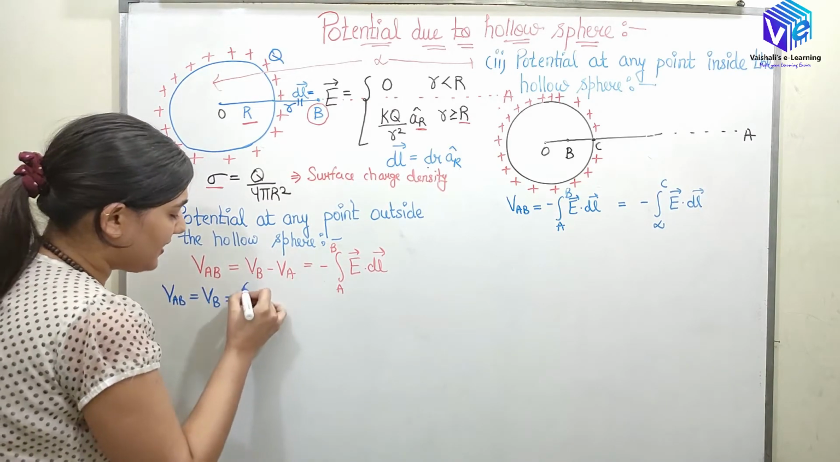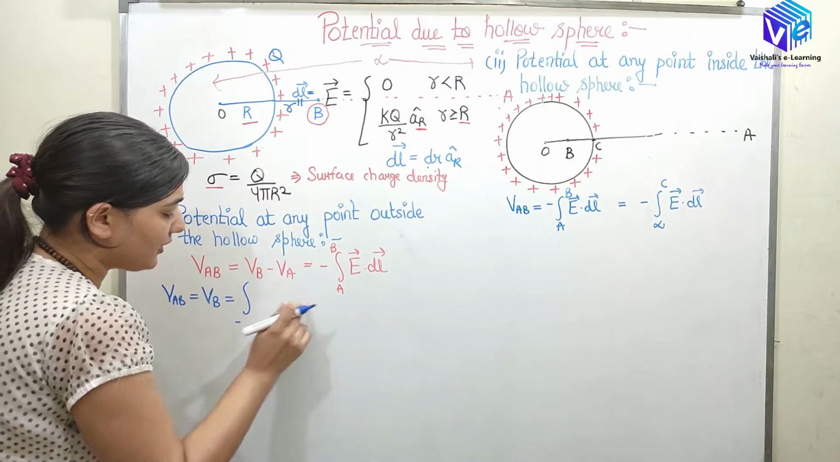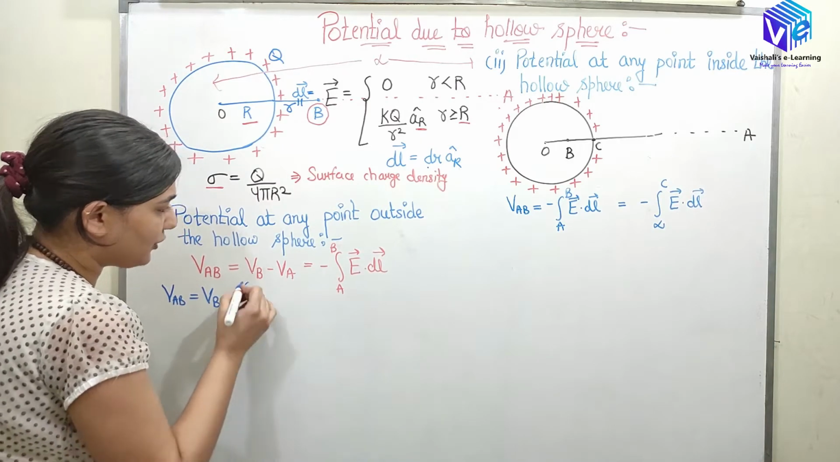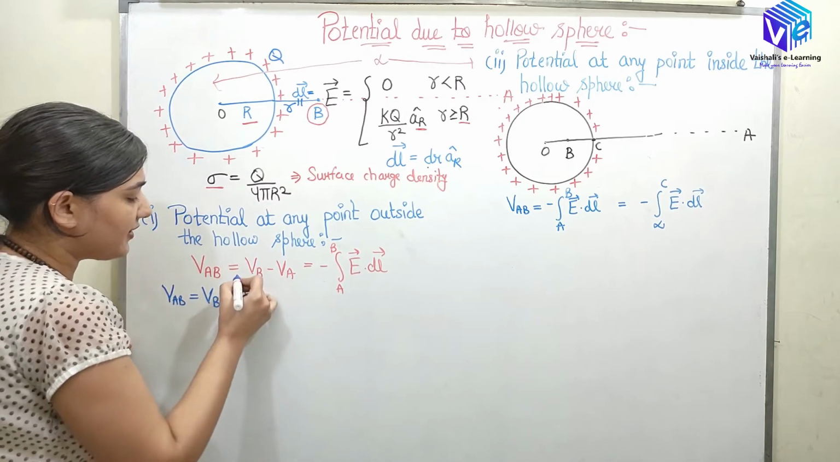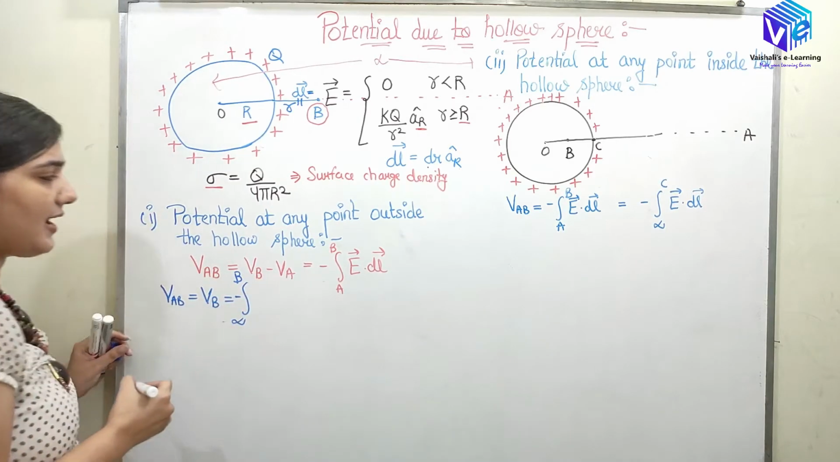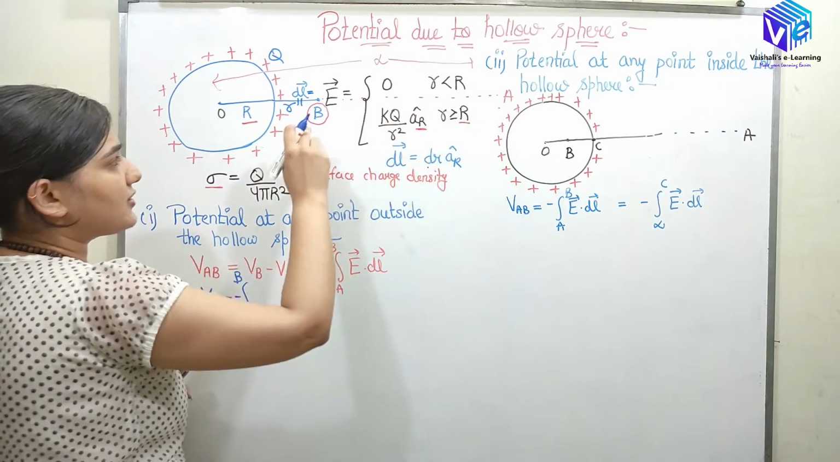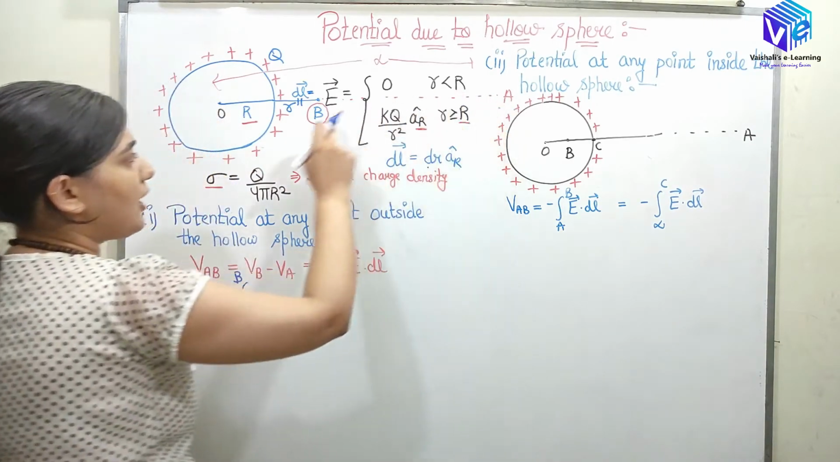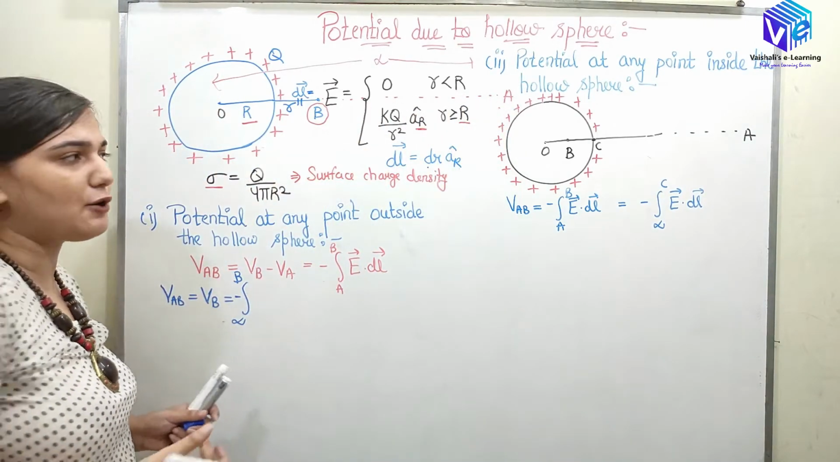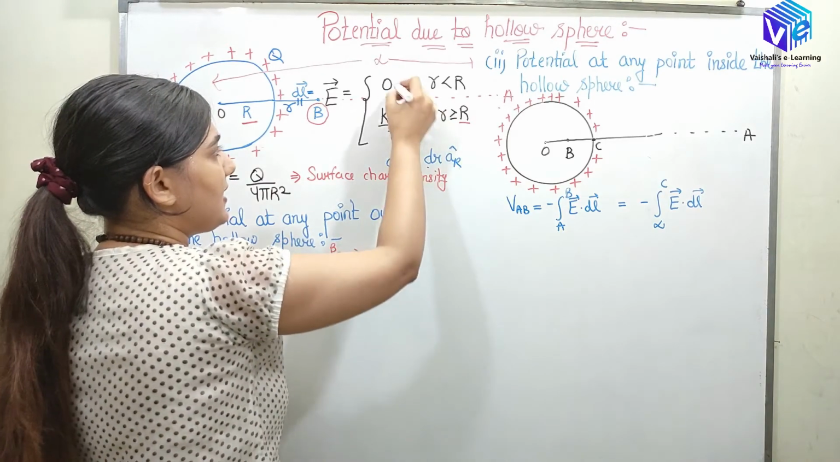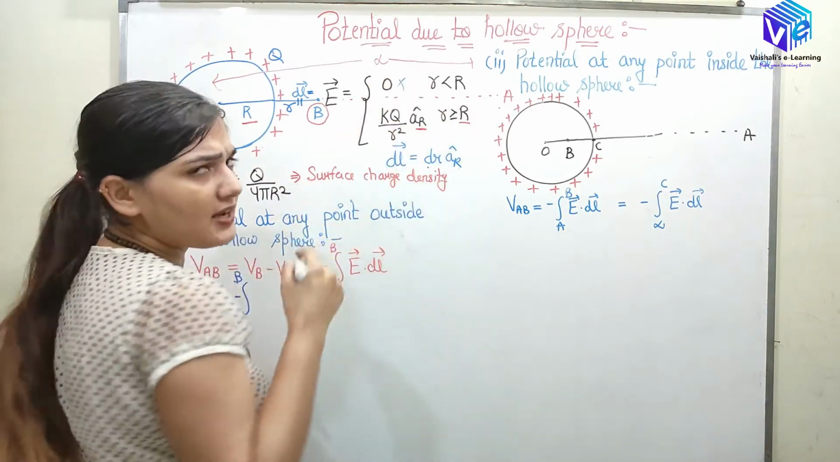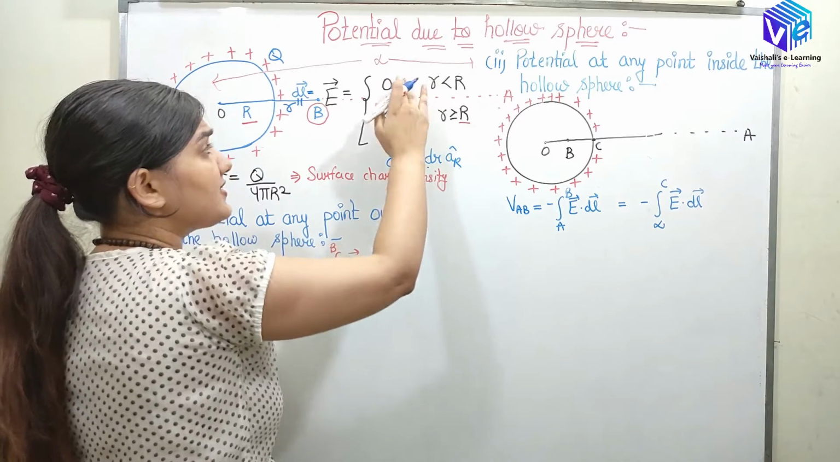Okay, so now here in the integration, instead of a, I have to put infinity. The negative sign will remain as it is, and here I have b. So now what is E at any point outside? The point a is also outside, and the point b is also outside. So what will be the E? E cannot be 0 because this is inside.